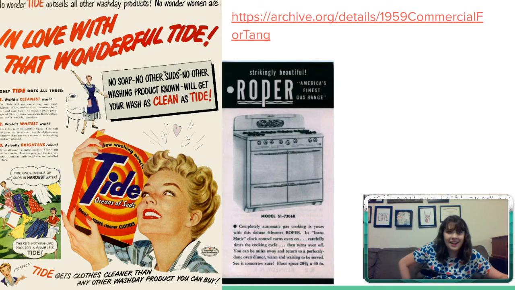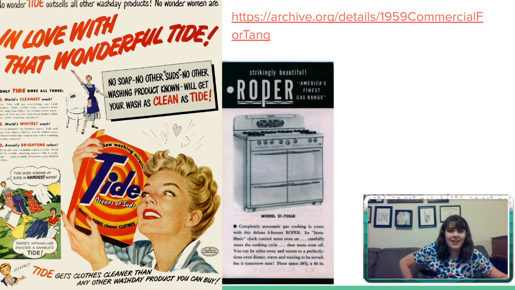Tide, oceans of suds, no soap, no other suds, no washing product known will get your wash as clean as Tide. And also by the lady like that's like holding that, that's like an old-timey washing machine.